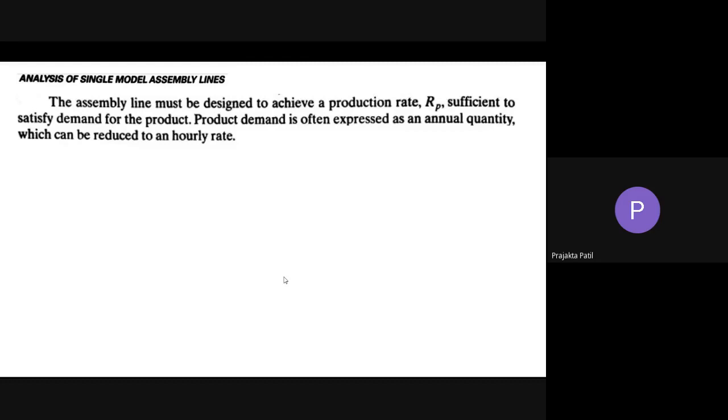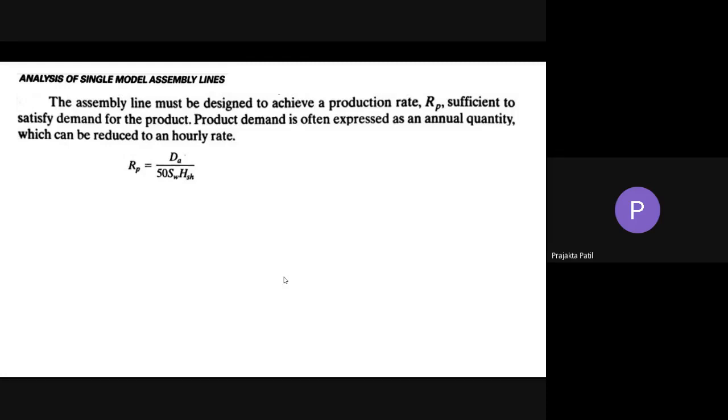So the equation for production rate here is given by Rp = Da / (50 × Sw × Hsh). We know what Sw is, it is shifts per week. We know what Hsh is, it is the hours per shift. Why is this number 50 used here? This 50 will change. It all depends upon the management. The management has to decide the number of shifts per week for which the line is going to operate, and the number of hours per shift.